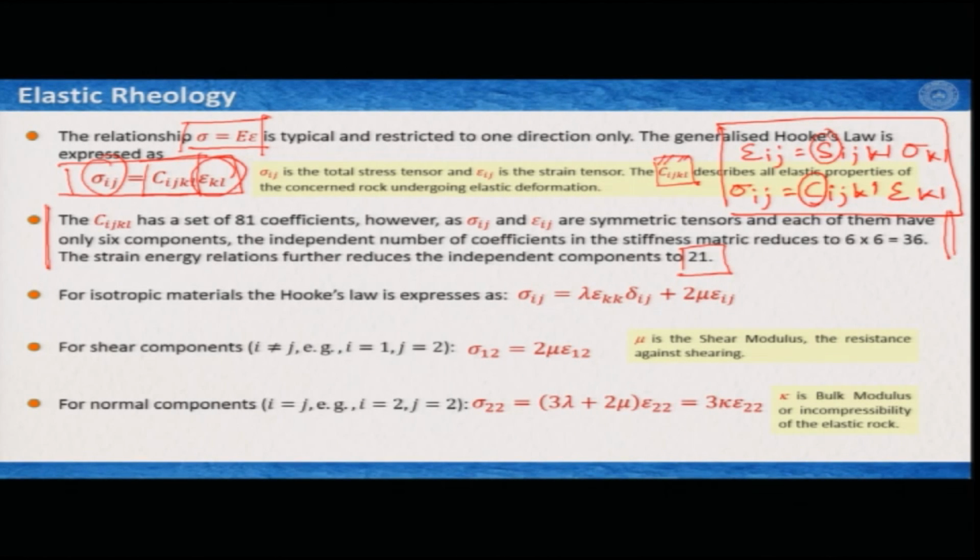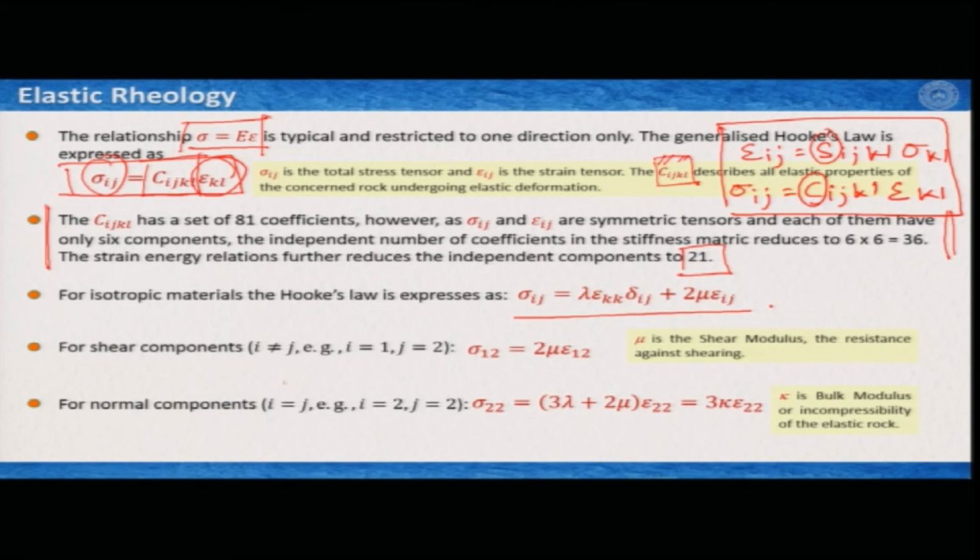Now, let us treat this equation in a different way. If I have to consider this as an isotropic material, then this generalized Hooke's law you can express in this form, where sigma ij equal to lambda, which is one of our Lamé constants, times sigma kk Kronecker delta ij plus 2 mu epsilon ij. Now, Kronecker delta is a very interesting term. If i equal to j, then it becomes 1, if i not equal to j, then it becomes 0.